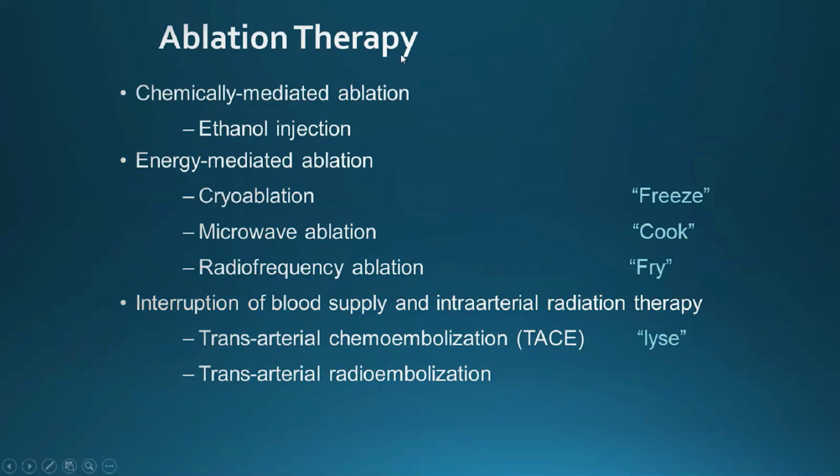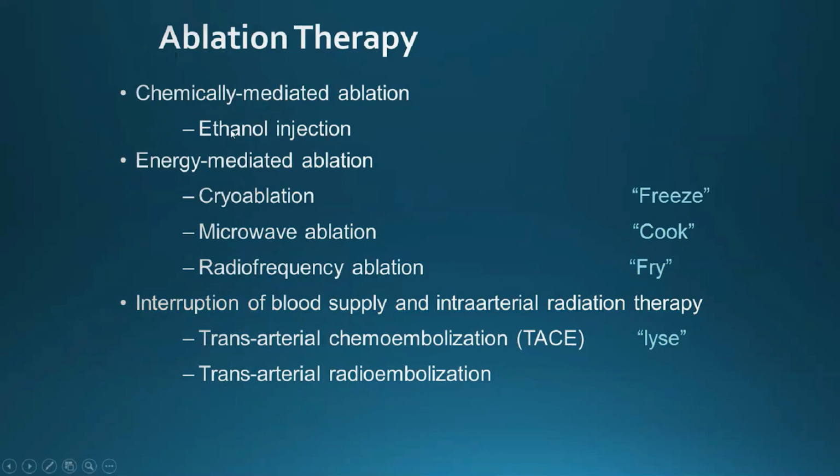Then we talked about ablation therapy, or local regional therapy, if you will. These are different categories: chemically mediated ablation, which is ethanol injection. In the United States we don't do it much anymore, but in many countries they still use ethanol injection for smaller tumors, and that can kill the hepatocellular carcinoma cells. If the tumor is, let's say, less than 2 or 3 centimeters, with multiple injections you can get rid of the tumor as a curative treatment.